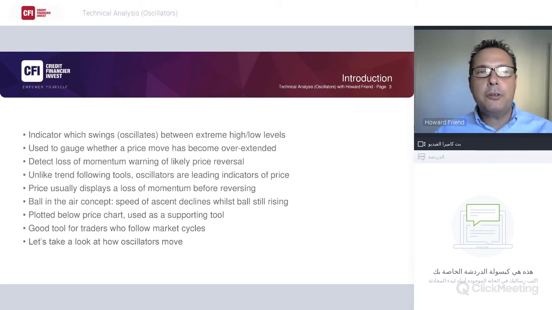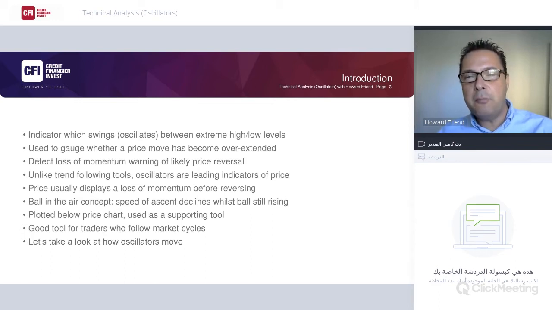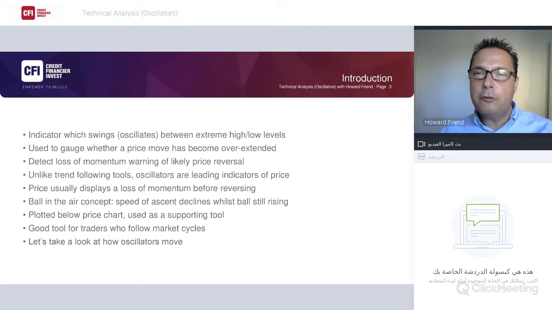Oscillators, unlike trend-following indicators, which we covered last time around, are more leading indicators. So they're in some ways more predictive, whereas trend-following indicators are more lagging, and they tell you where the price has been, and give you some indication of the trend's direction. Oscillators are much more cyclical, and they give you early warning of an impending turn in price trend. So if you're looking to catch a turn in trend, then the oscillator is the kind of tool that you should be using.